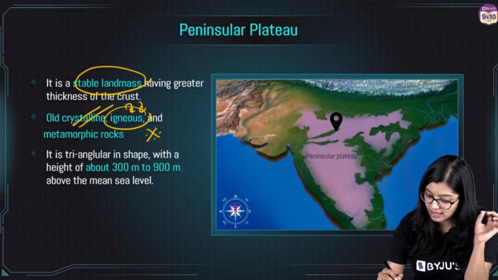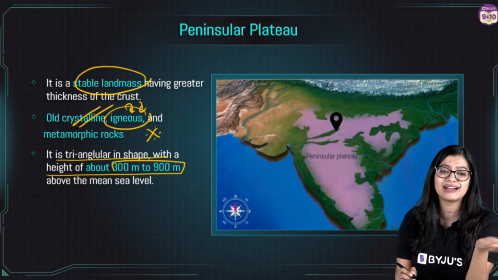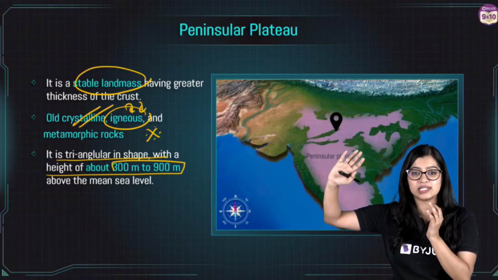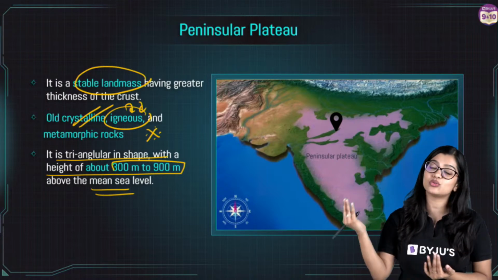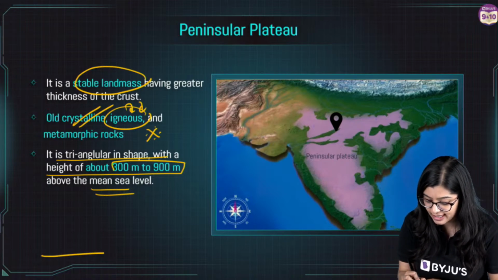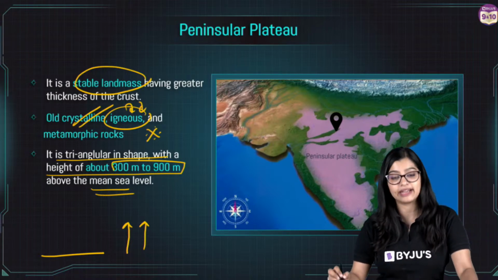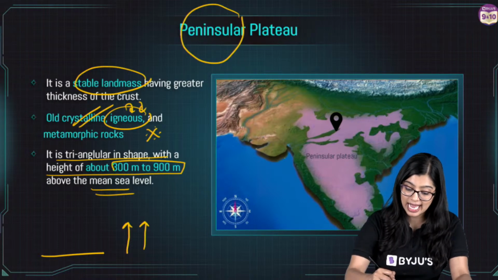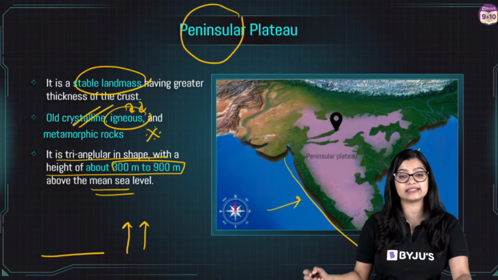Again, it's roughly triangular in shape, right, with a height of about 300 to 900 meters. You look at the Himalayan ranges, we were discussing in thousands. Here we're discussing in hundreds, right? And how am I saying it is elevated to 300 or 900 meters? If this is my sea, from sea level, this is the elevation, right? So this is what we understand by this. And why is it called a peninsular plateau? Because we know that it is part of the peninsular land that is surrounded by water on three sides.